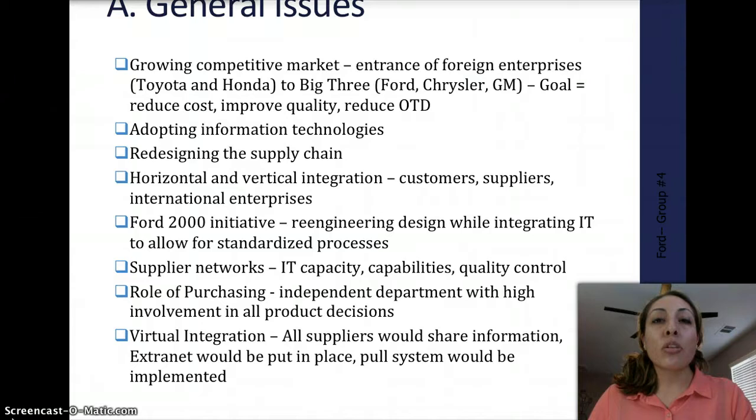One of the last general issues that we cover is the idea to go virtually integrated. If Ford Motor Company decided to do this, like Dell in this case, then all suppliers would really share information. They would build an extranet that would assist in coordinating that material flow and information, and they would move from a push system to a pull system.